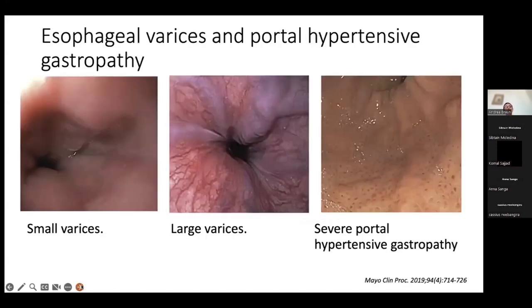And this is just a picture of what it looks like when a GI specialist looks at the varices. So here is very subtle, small varices. Here, very large. Everyone can see these blood vessels. And then another complication of portal hypertension that the endoscopists often see is the severe portal hypertensive gastropathy. And you can see this punctate mucosal hemorrhage, and you can see this kind of edematous appearance here. I got these pictures from an article in Mayo Clinic Proceedings that was reviewing the complications of cirrhosis. So if anyone wants to read more about that, I recommend that article.